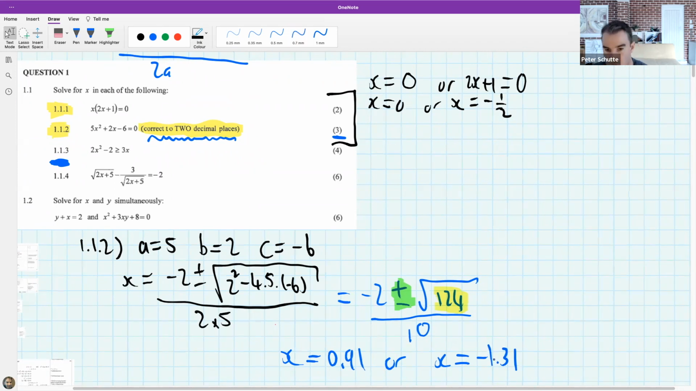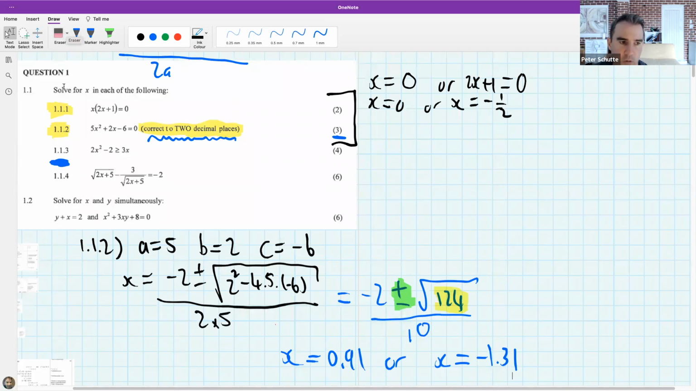Okay, so your answer should be 0.91 or minus 1.31. Okay. Any questions or comments? Thumbs up if you felt okay with that. And then we can move on. Are there any questions or comments?